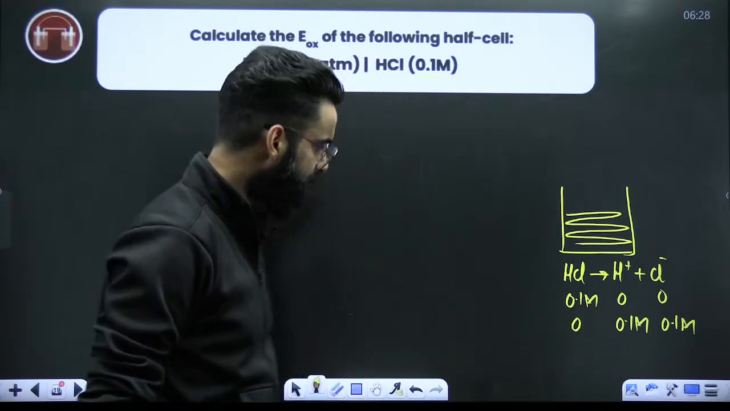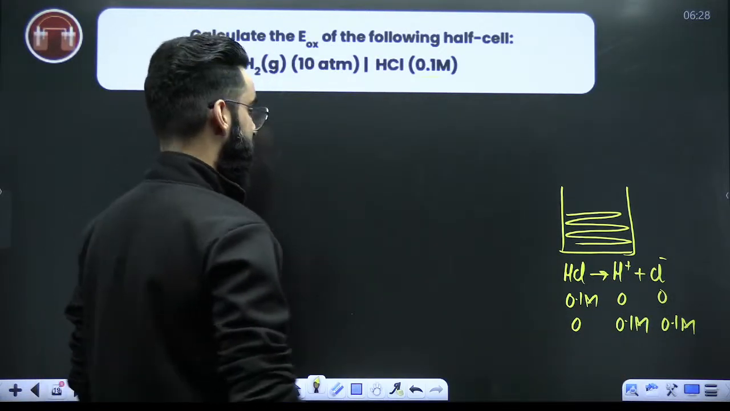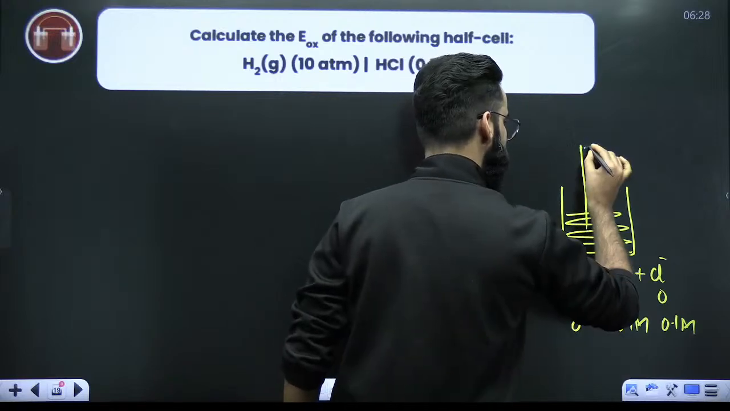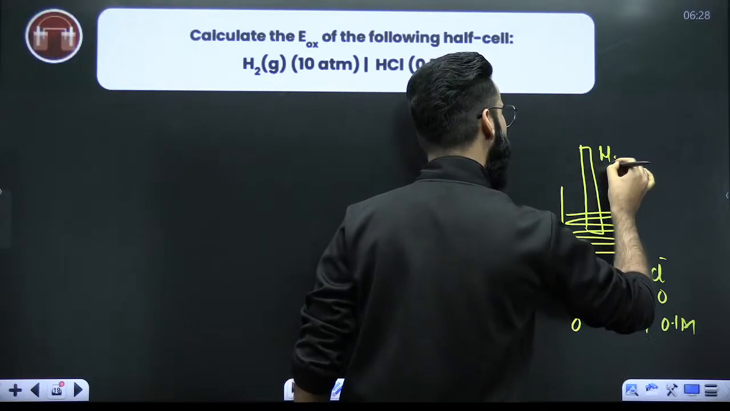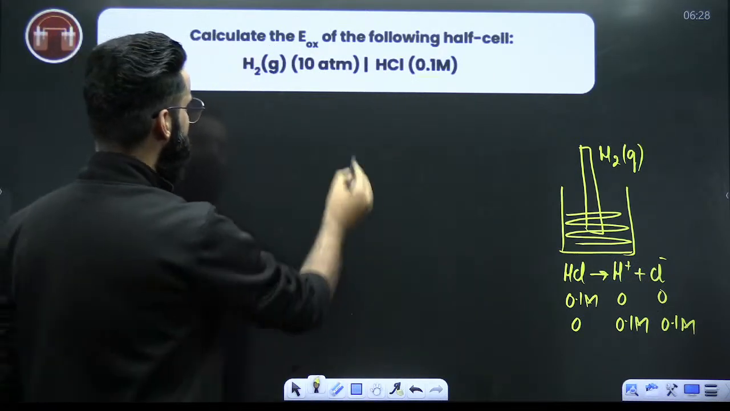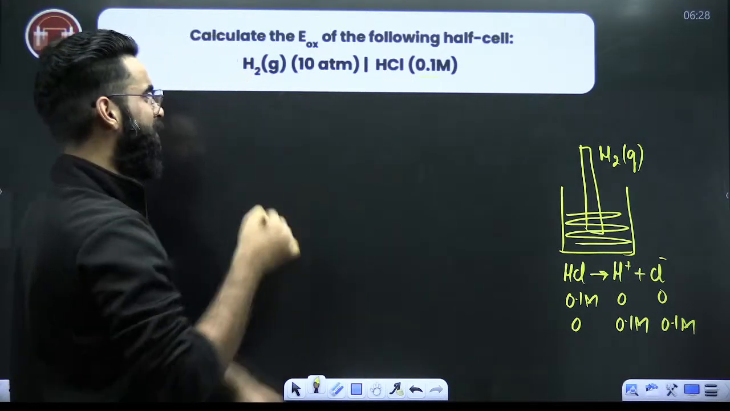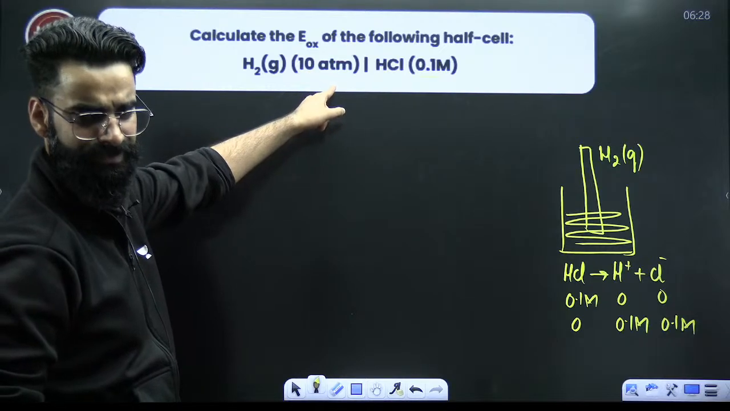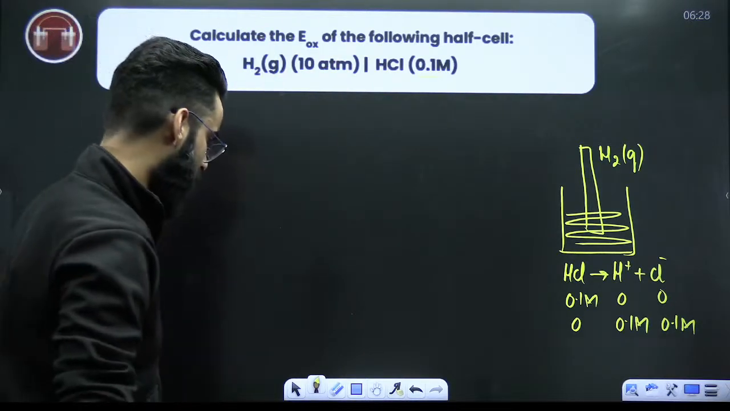Now people, try to understand. Imagine this is the hydrogen rod. This is the H2 rod here. And you already know how this H2 rod is made with the help of platinum, right? And the pressure at which H2 was introduced on the platinum is 10 atm. That is 10 atm, right? Okay.